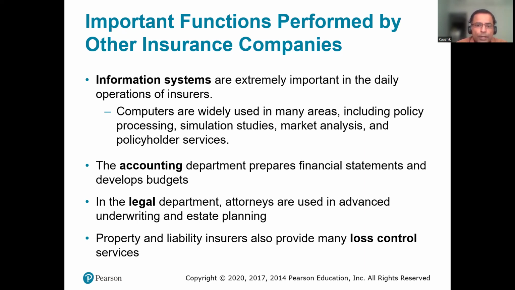In the case of property and liability insurers, we also have loss control services. In this case, experts engage with customers and help them to deploy services which help in risk reduction. That's all for chapter 6.